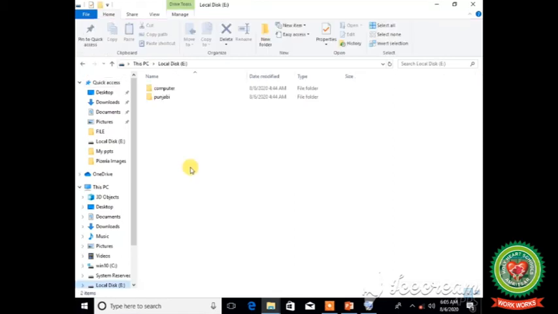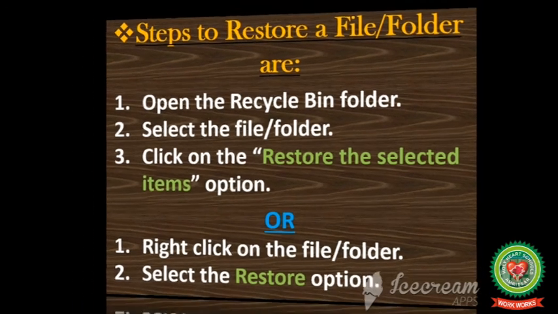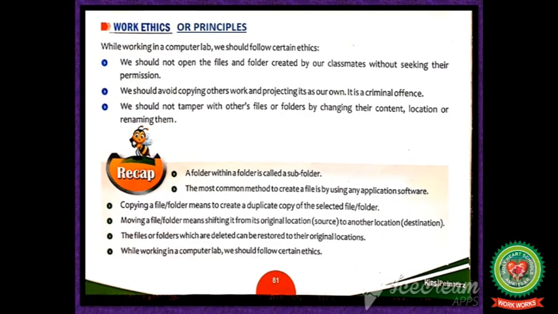Students, after restoring a file or folder, you can see that the local disk E has two folders, Computer and Punjabi, which we have restored from the recycle bin folder. So in this way, you can restore any deleted file or folder from the recycle bin by using the restore option. And our last topic on page number 81 is work ethics.